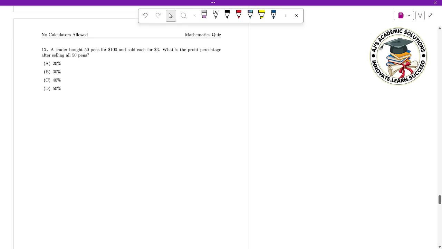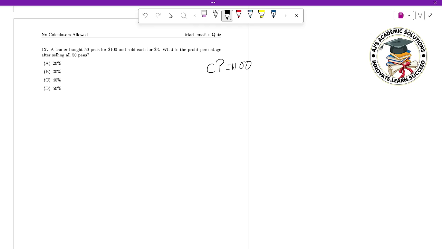Moving on to question 12 now. What we're told is we have a trader who bought 50 pens for $100 and sold each for $3. What is the profit percentage after selling 50 pens? So the cost price is $100. And from that, we're told that he's selling each for $3. And how many he actually has to sell is 50.